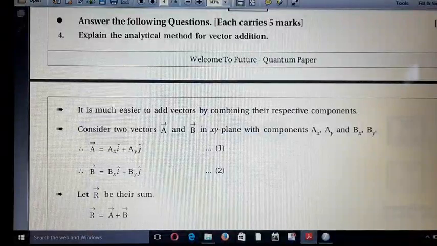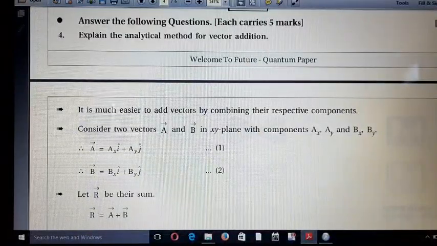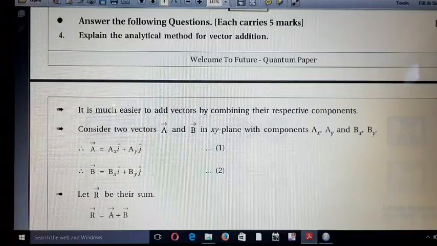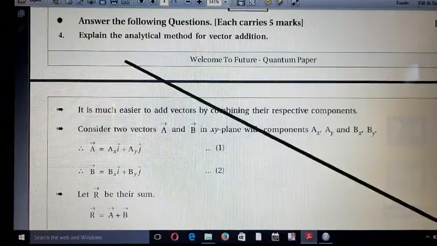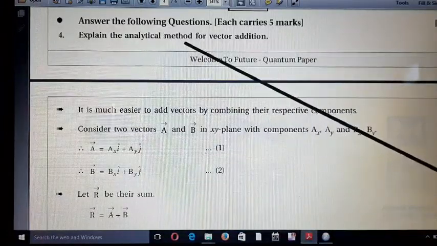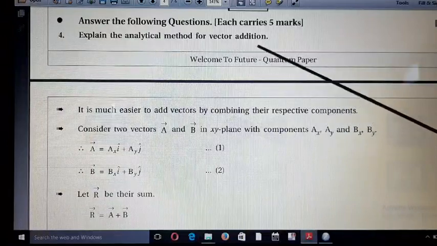Hello friends, welcome. Today I will explain the analytical method for vector addition.